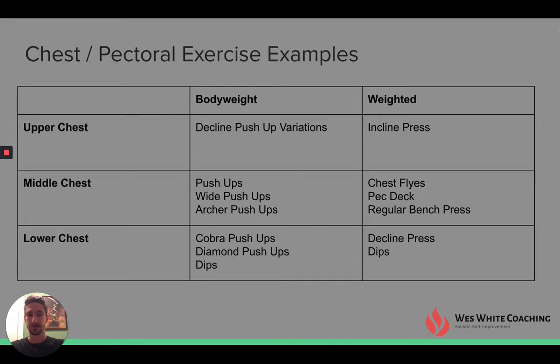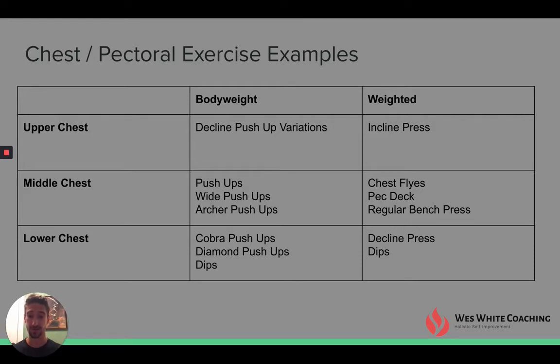Cool, so exercise examples that you can use for building your chest. For your upper chest, for body weight, we're going to be doing decline push-up variations. For the weighted version of upper chest workouts, we're going to be doing incline press. So that's literally the bench is at an incline and you're going to be pressing straight up and out. For the middle chest, we're going to be doing bodyweight exercises focused on push-ups, wide push-ups, and archer push-ups. And then for the weighted versions of those, that comes into chest flies, pec deck, if you have a machine that you can use, and then regular bench press as well.